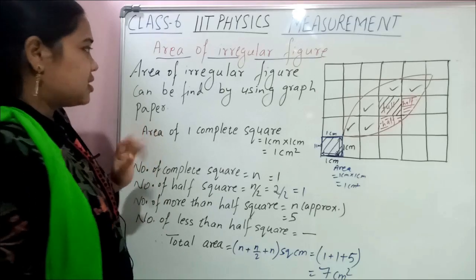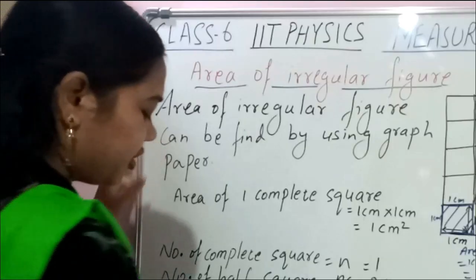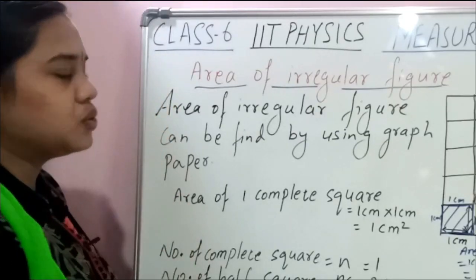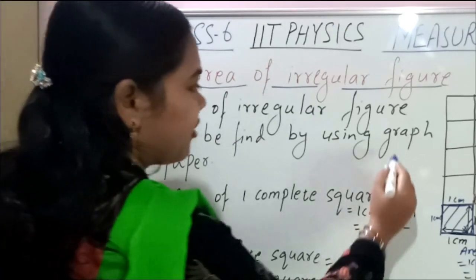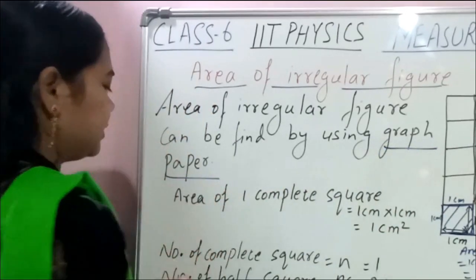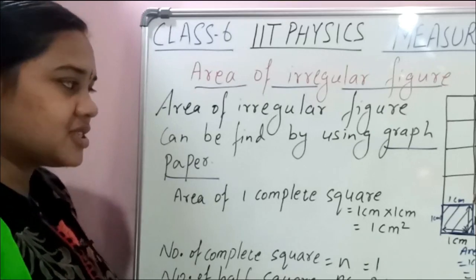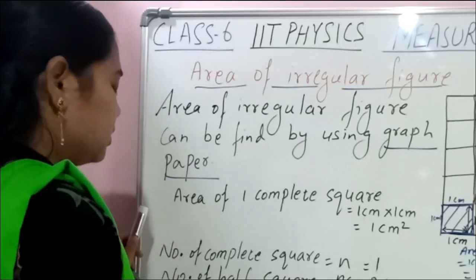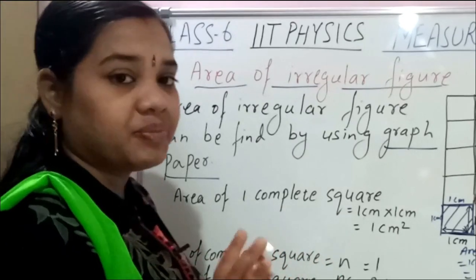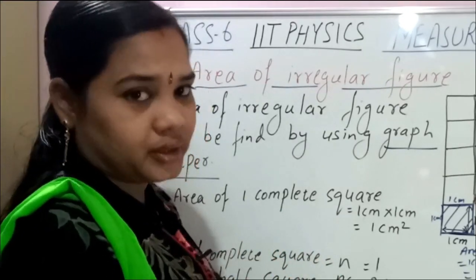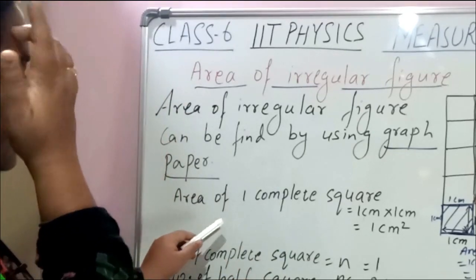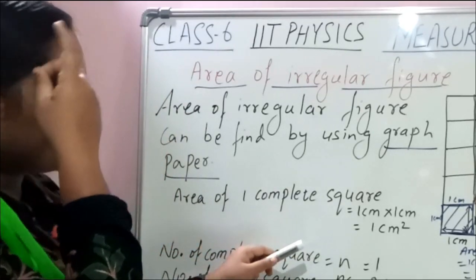So, the area of an irregular figure can be found by use of what? By use of graph paper. So first, what will you do? First you have to see how many complete boxes are covered. Before that, the area of one complete square we already discussed.